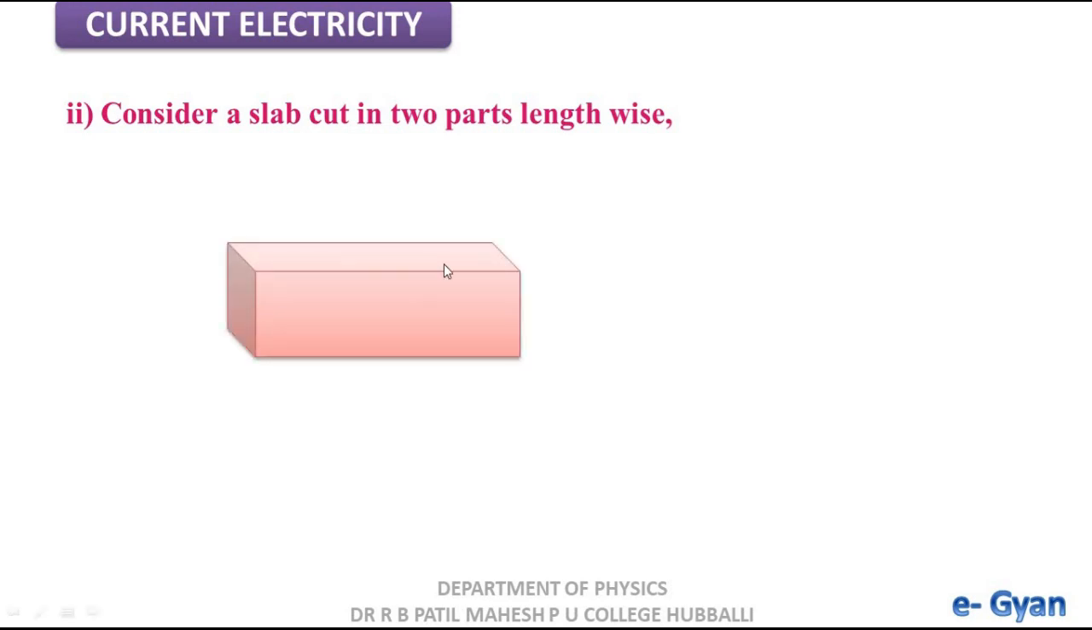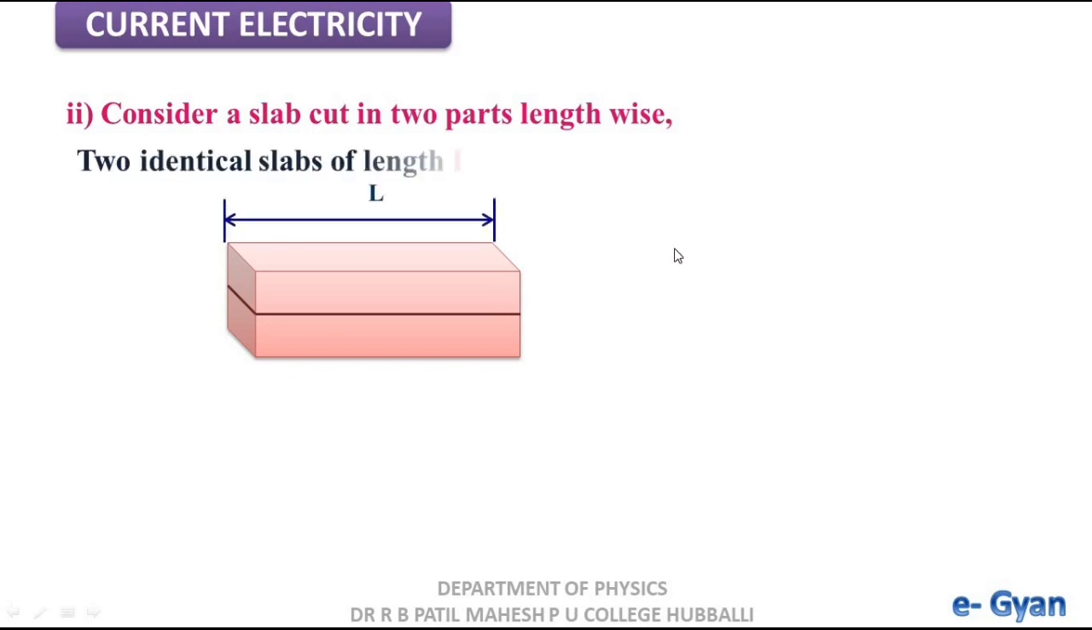Okay, we have a conductor and this conductor is cut along lengthwise into two equal parts. The length of both the parts is the same and the area of cross section is half of the initial one. L is the length: two identical slabs of length L and cross section area A by 2. The potential difference across these two is the same and the current flowing through each conductor is I by 2.